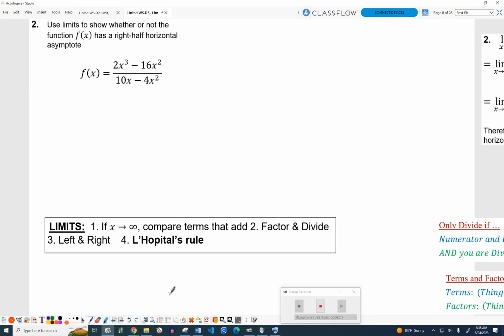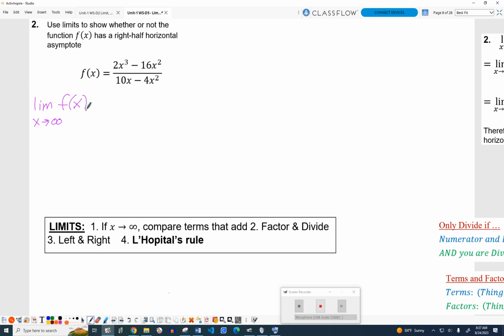All right. We're trying to find a right half horizontal asymptote. Very first thing you should write on your paper is we need to find a limit as x approaches positive infinity of the function f.